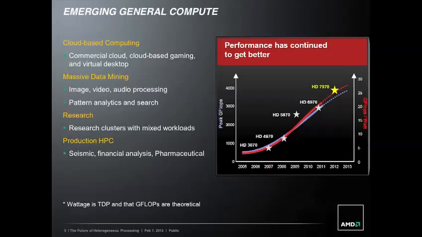You know, in each such lecture, you need to have this graph to show everyone how fast we are, and we are very fast. This is the HD 7970, which we just released. It gets to 3.8 teraflops, floating point operations per second, which are numbers that you can definitely not find on a CPU.